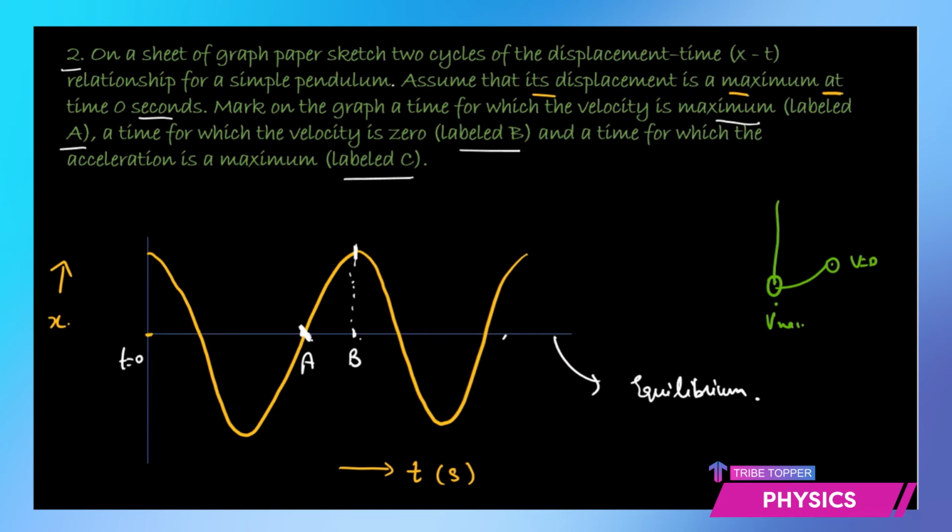And the time for which the acceleration is a maximum. Since we know that acceleration is proportional to negative of x, when your x is at its maximum, the acceleration has to be also maximum, but it will be positive maximum when your x is negative maximum. So at this point, when my x is negative maximum, my acceleration would be positive maximum. So this point corresponds to C. So that means this time C. So A, B and C, the instances where the velocity is maximum, velocity is 0 and acceleration is a maximum respectively.